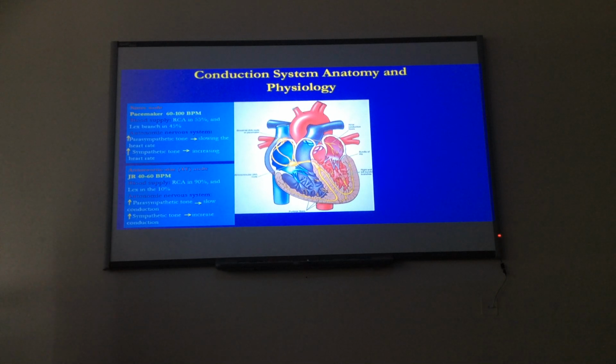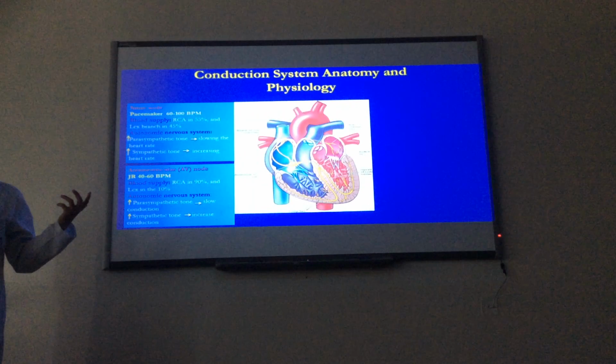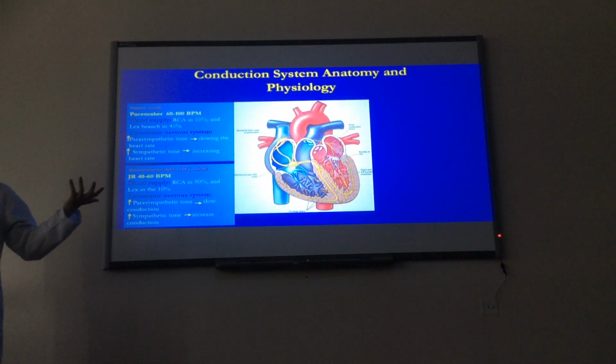We call that junctional rhythm. If more than 60 but less than 100, it is accelerated junctional rhythm. Above 100 is junctional tachycardia.